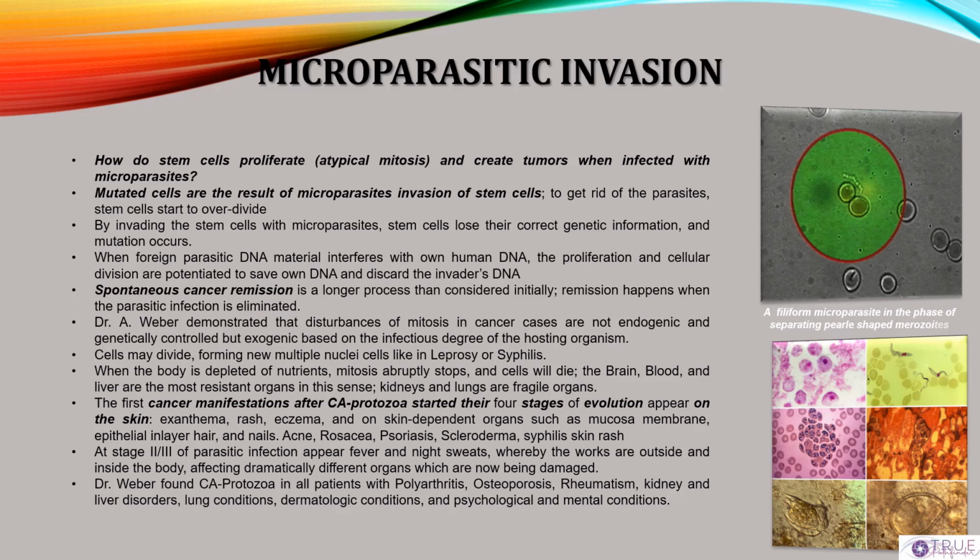The first cancer manifestations after the CA protozoa have started their 4 stages of evolution appear on the skin, as mentioned, so look out for exanthemas, rashes, eczemas. They also appear on skin-dependent organs such as the mucosal membrane, the epithelial inlayer, the hair, and the nails. Often observable are also acne, rosacea, psoriasis, scleroderma, and a syphilis skin rash. At the advanced stages of this parasitic infection, you might also notice fever and night sweats, whereby the worms are outside and inside of the body. They affect dramatically different organs at this stage, which are now becoming more and more damaged.